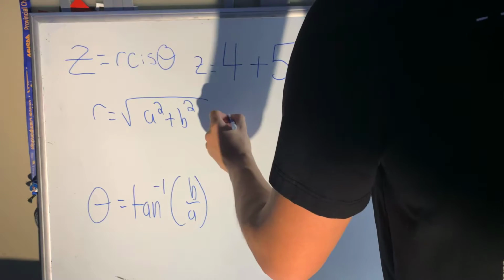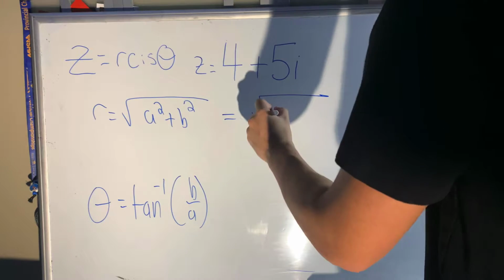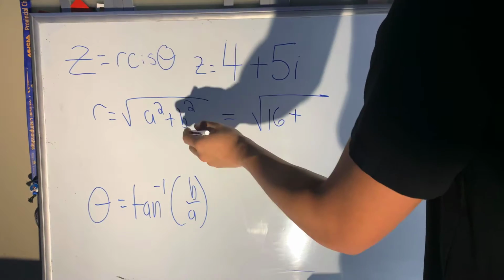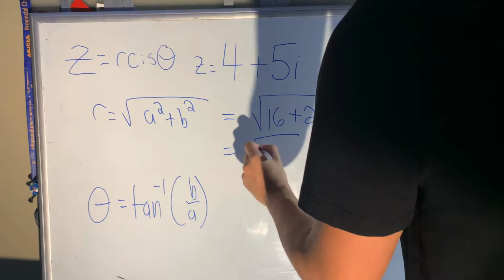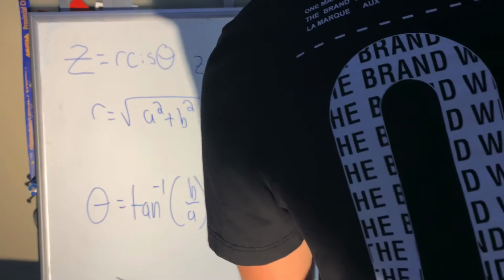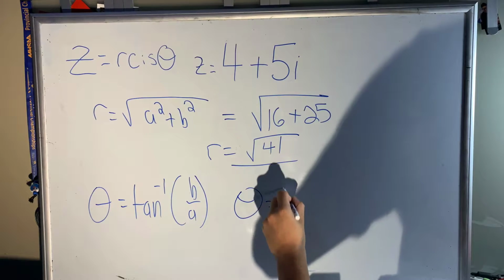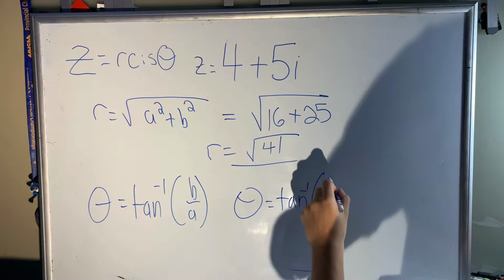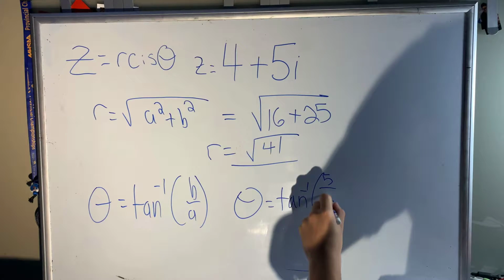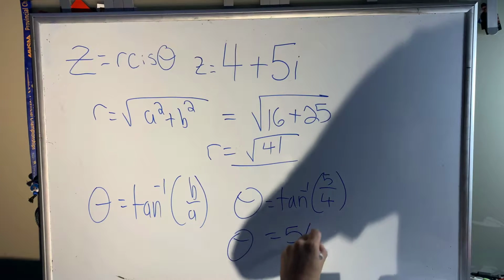So to calculate r, this equals root of 4 squared, which is 16, plus 5 squared, which is 25, equals root 41. Let's underline that because that's our r value. Now to find theta, theta equals inverse tan of 5 over 4. Our theta value will equal 51 degrees.